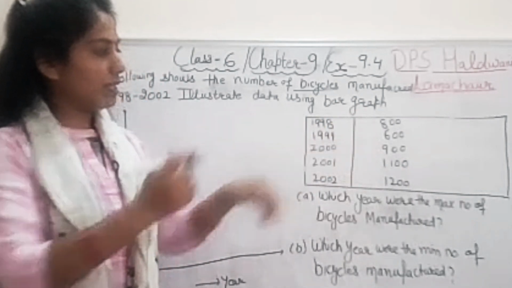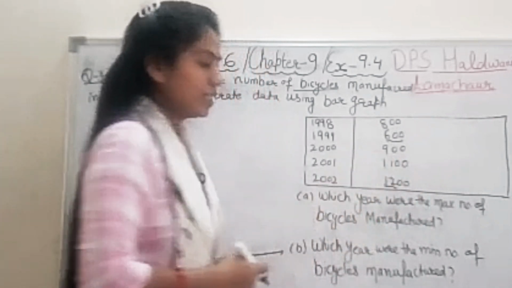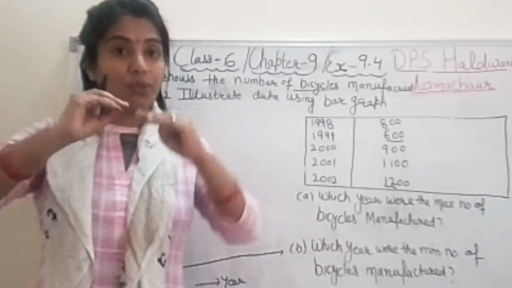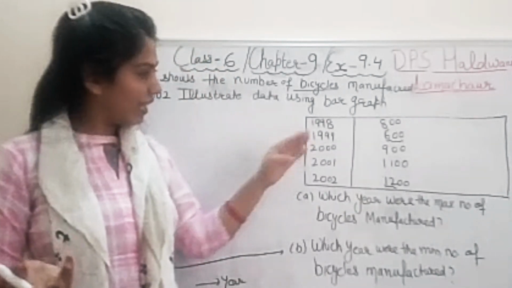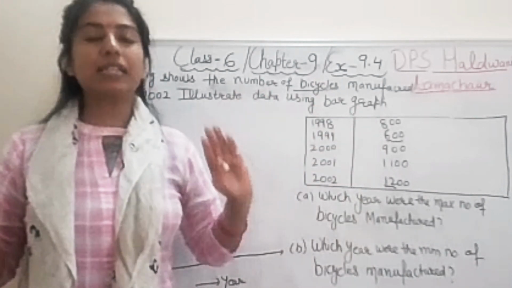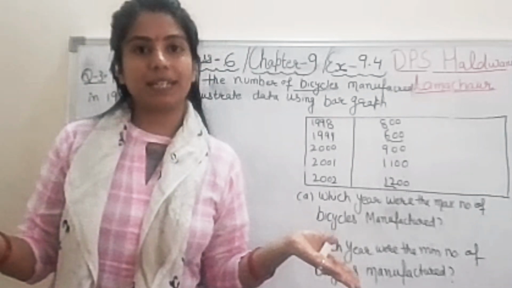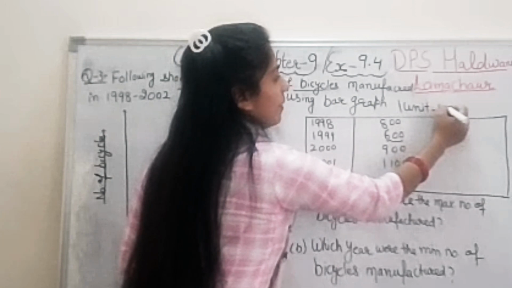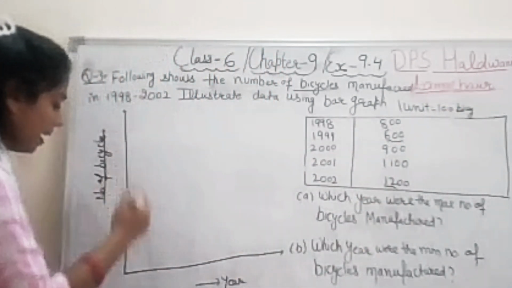As you can see, the lowest number is 600 and the highest number is 1200. So the gap should be bigger. If you take 0 to 5, 5 to 10, the bar graph will be very large. So as you can see, 600, 800, 900, every number is in hundreds. So we can take a gap of 100. It means 1 unit length is equal to 100 bicycles. Right, student? So let's start.